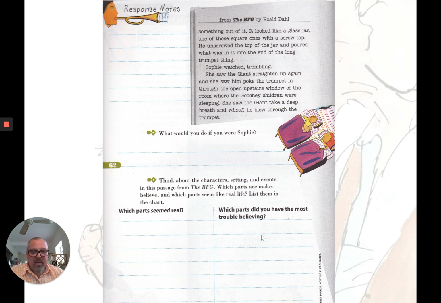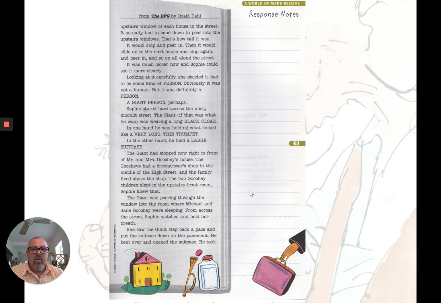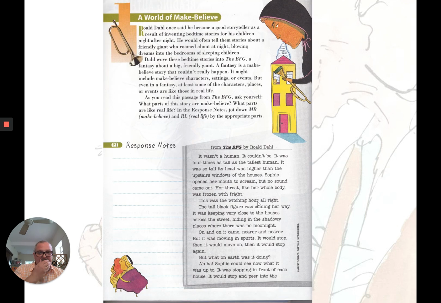Let's go back and take a little bit more careful look at some of the text. Okay, so it wasn't a human. It couldn't be. So it's very tall, really showing how tall it is. Sophie has gotten up. It's nighttime. She's gone to her window and she's peeking out. She opened her mouth to scream. It's terrifying, but she's frozen. She's so scared. She can't even scream, thankfully.